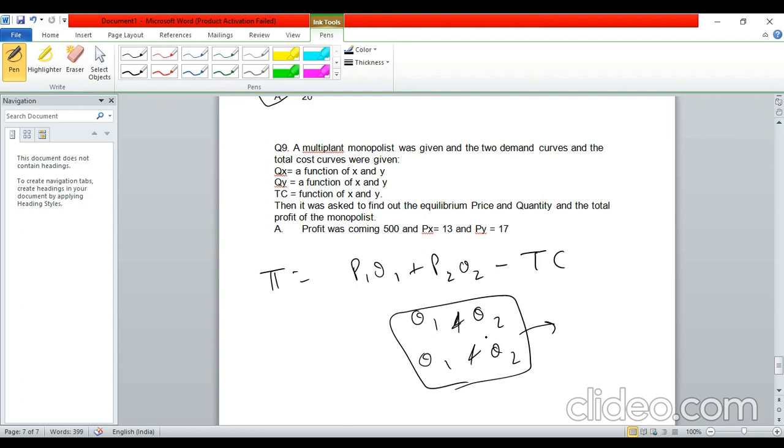What I was getting, and I remember this option was there, was that the price of X was 13 and the price of Y was 17, and the profit was coming out to be 500. There were other options as well. In two options the profit was shown as 500, and in the other two options, C and D, the profit was coming out to be 1000. I don't remember the prices given in the other options. But I guess you get an idea how to solve this one; it was simple, but a little bit lengthy to solve.